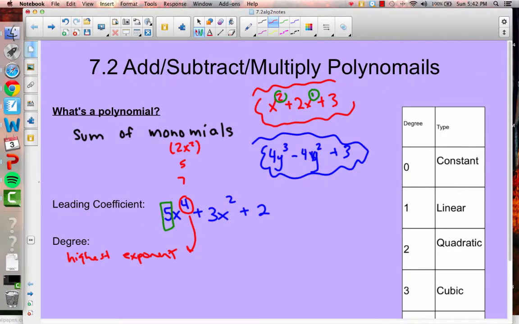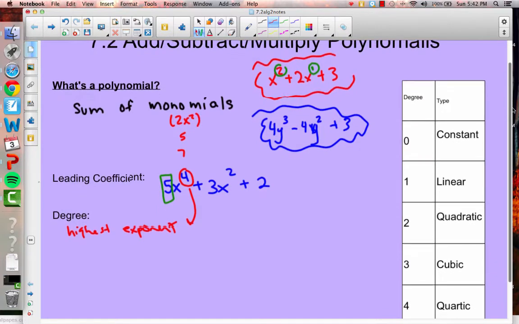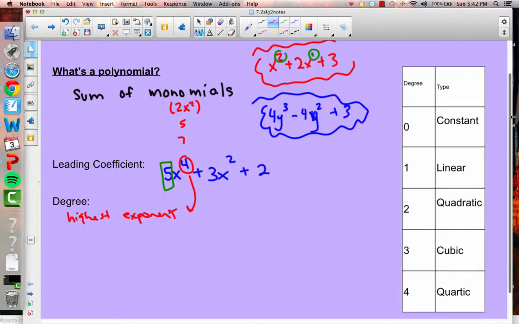And I put this little table off to the side here because these are going to be some important words that you're going to see quite a bit in this chapter. Basically, it's the names for the polynomials based on the degree. So if you have a degree of 0, that would look something like the number 4. Okay, the degree is 0, so it's going to be just a constant, just a number. Okay, if the highest degree is 1, it's going to be a linear function. So that would be like 4x plus 2.